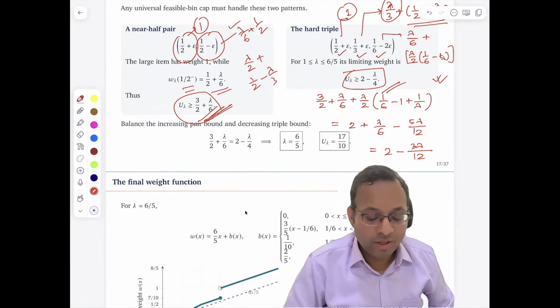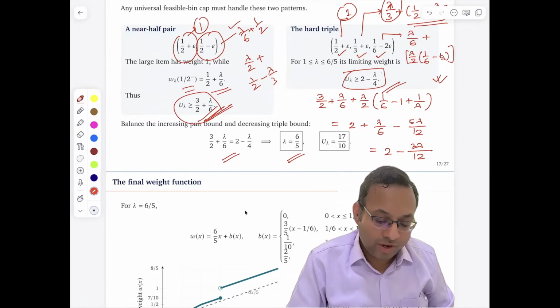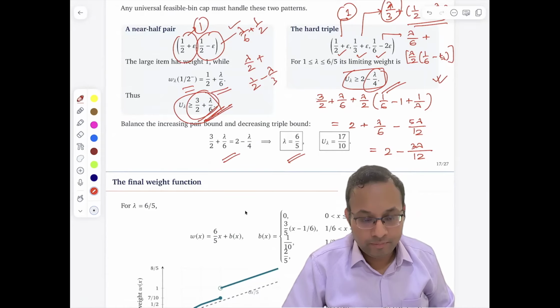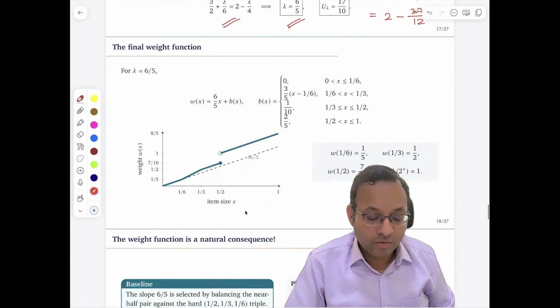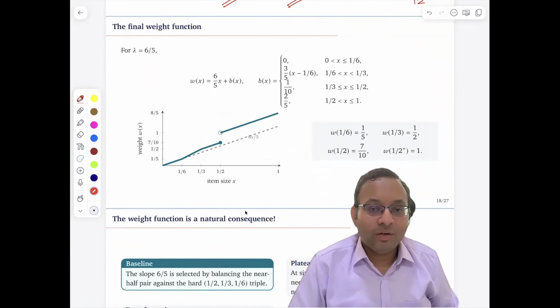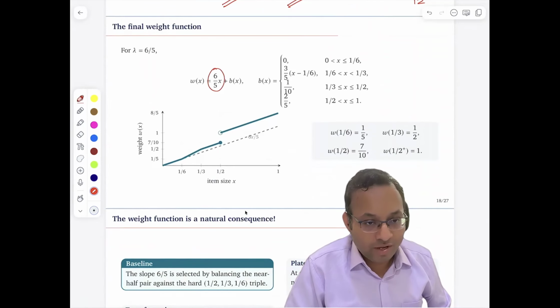We try to balance them, and the balance happens when it's 6 by 5. And if I put this value 6 by 5 as lambda, we'll get 17 by 10. We'll see the formal proof, but that's the intuition why the final function looks like this. So now it is no more a magic. Initially, if you look at this function, it will look like a magic. But now what we see, we have chosen this lambda to be 6 by 5 to balance.